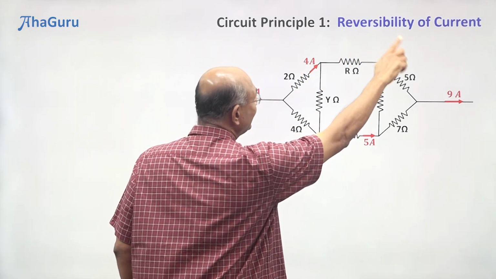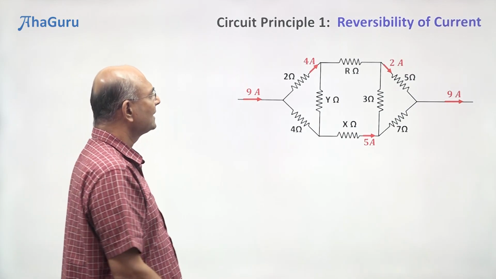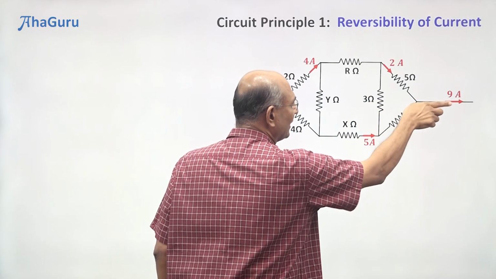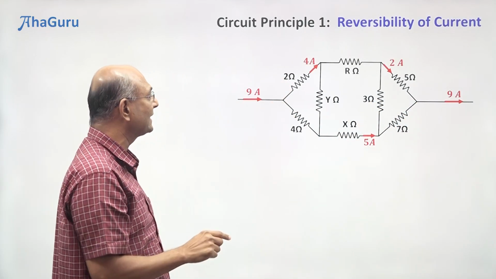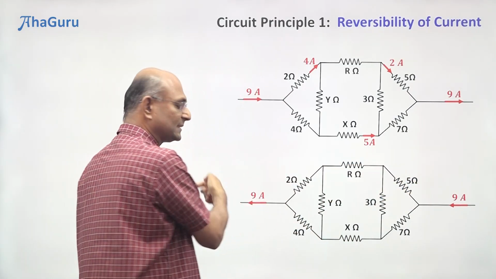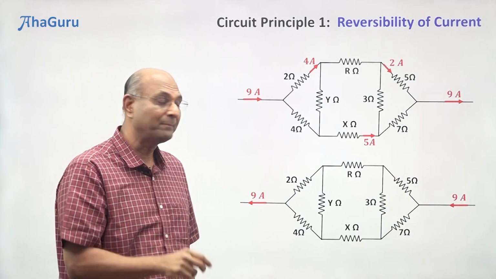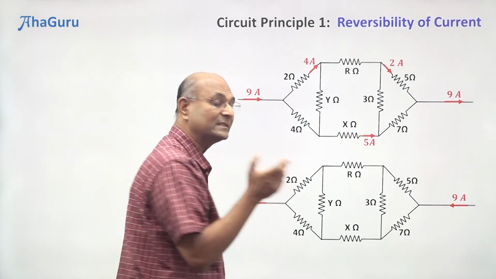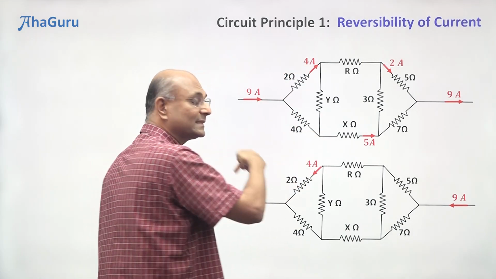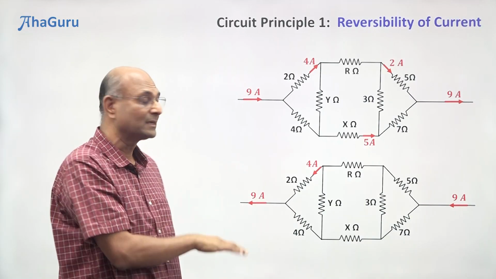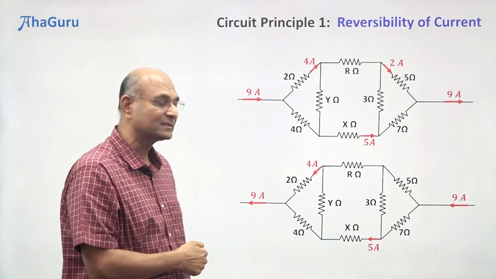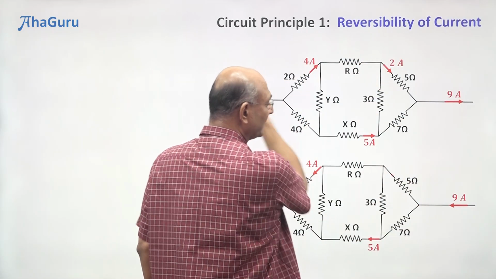Now, the reversibility of current principle tells us that if you reverse the current, instead of sending the current like this and it going out that way, suppose I reverse the current at the entry and exit points. So I make this 9 amperes, this is coming out 9 amperes, then what will happen is all these currents will simply reverse. So here 4 amperes like that will become 4 amperes in the opposite direction. It will still be 4 amperes, but in the opposite direction. Similarly, 5 amperes here will become 5 amperes like this. And 2 amperes like this will become 2 amperes like this.